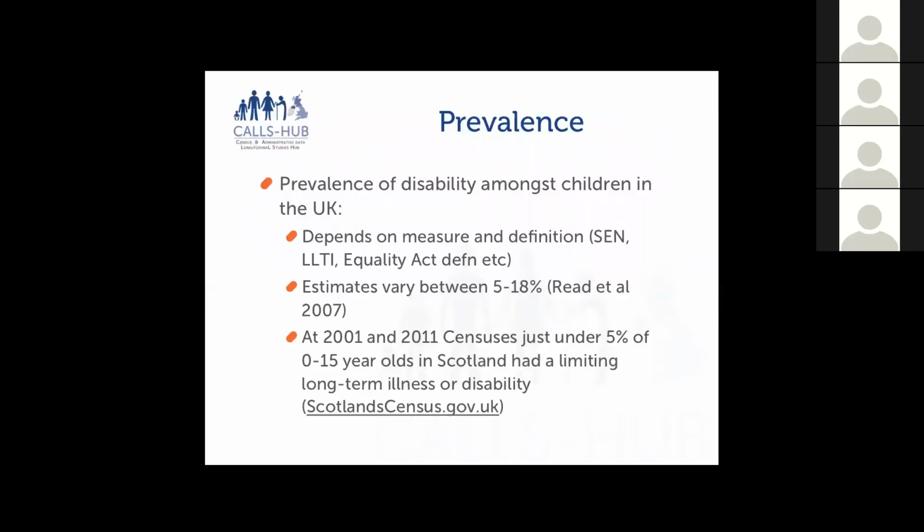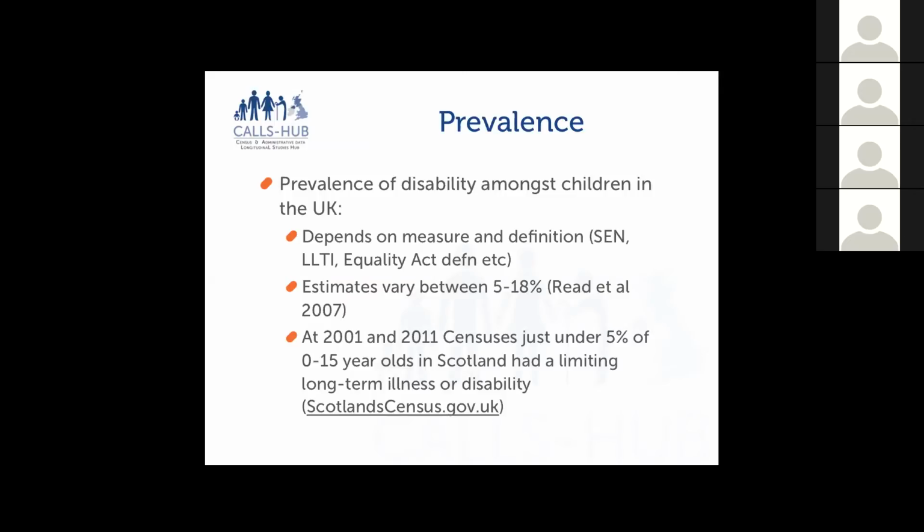In the UK, the prevalence of disability amongst children, we don't have an exact measure. It depends on which measure is being used and the definition. So some agencies will use special educational needs, some will use LLTI, which is limiting long-term illness, and others stick more closely to the Equality Act definition. But the estimates vary between 5 and 18%. Reid et al. did a very large scoping study and they found 23 different papers which gave an estimate, and it ranged between 5 and 18%.